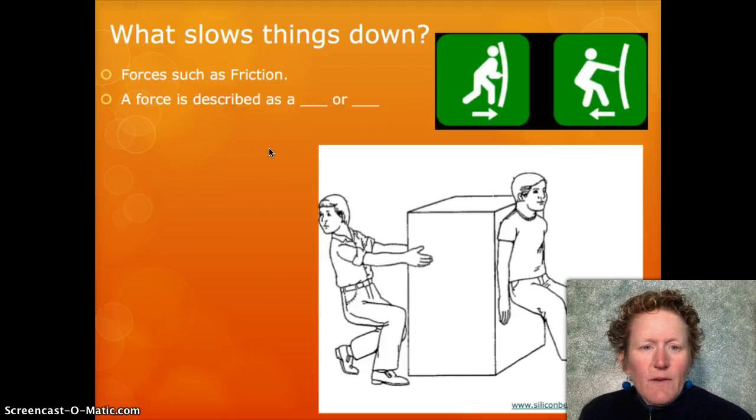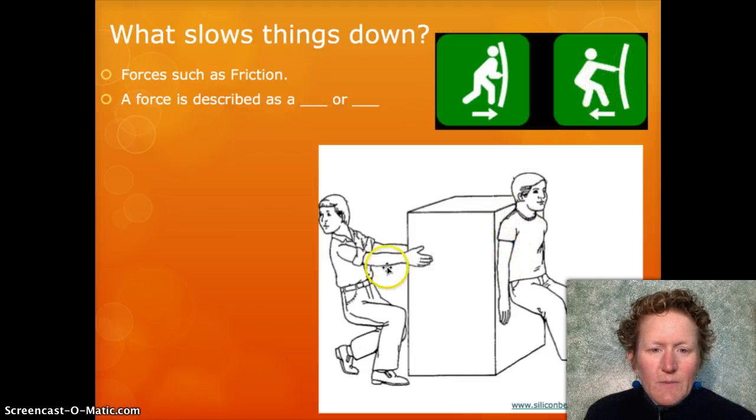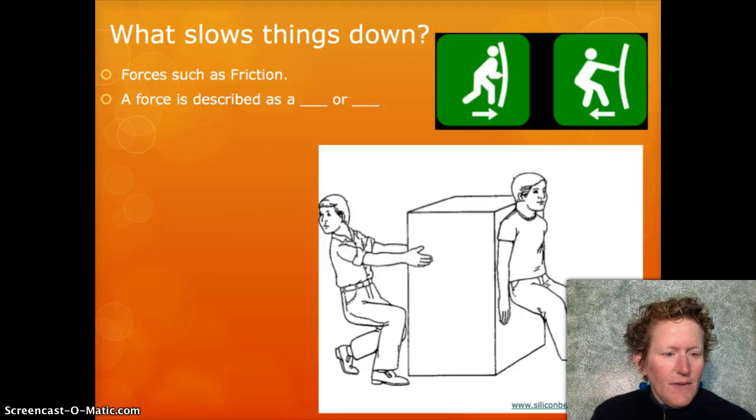Forces slow things down. A force can be described as a push, as shown in this airplane how to get the door open directions, or a pull. Or it's a good way to move a box. One person can pull and the other person can push. So forces are a push or a pull and they move things.